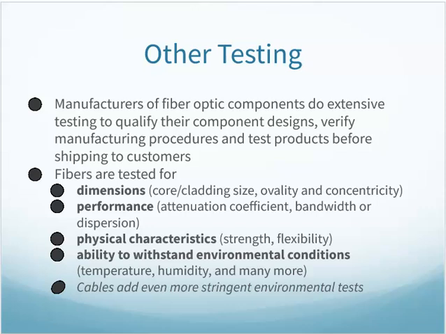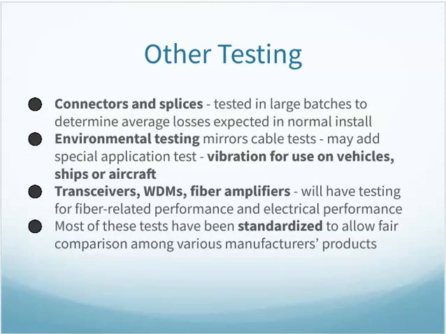And they mentioned some other testing that might get done. A lot's done by the manufacturer to make sure things are within parameters for the user, and it's done before shipping to customers. Things like the dimensions of the fiber core and cladding, how oval or how circular the fiber is, that sort of thing. Performance: attenuation coefficient, bandwidth, dispersion, that sort of thing. Physical characteristics: strength, flexibility, how much can it bend, ability to withstand environmental conditions, and sometimes over lengths of time. So all those things would be tests making sure that the cable is suitable for what we want to try to use it for.